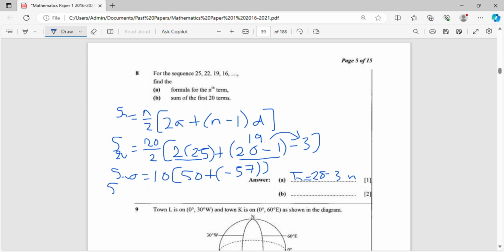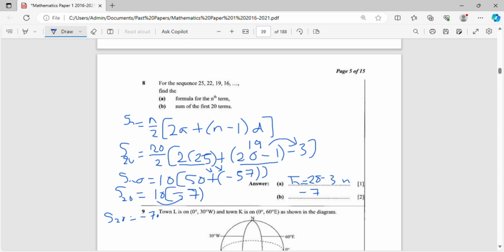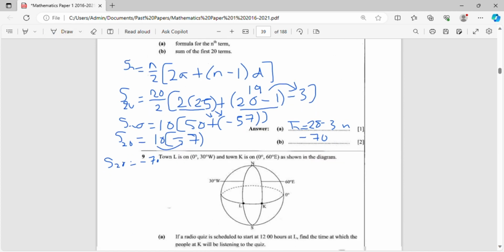So the sum of the first 20 terms is equal to 10 multiplied by, positive multiplied by negative gives us negative, so 50 minus 57 gives us negative 7. So the sum of the first 20 terms will be 10 multiplied by negative 7, which is negative 70. So the sum of the first 20 terms is going to be negative 70. So now we move on to the next question, question 9.